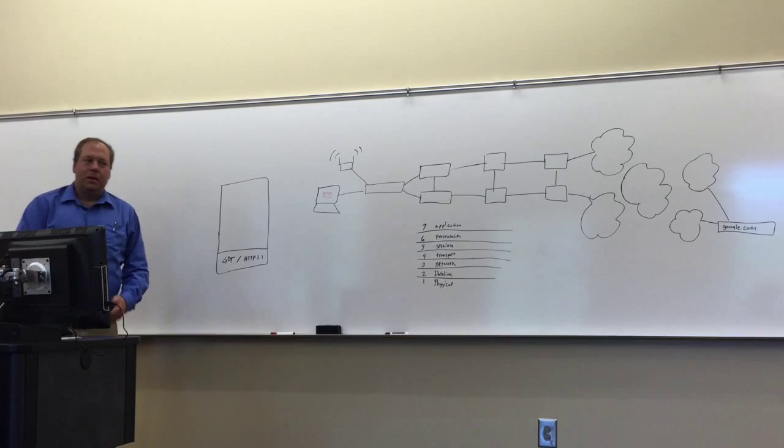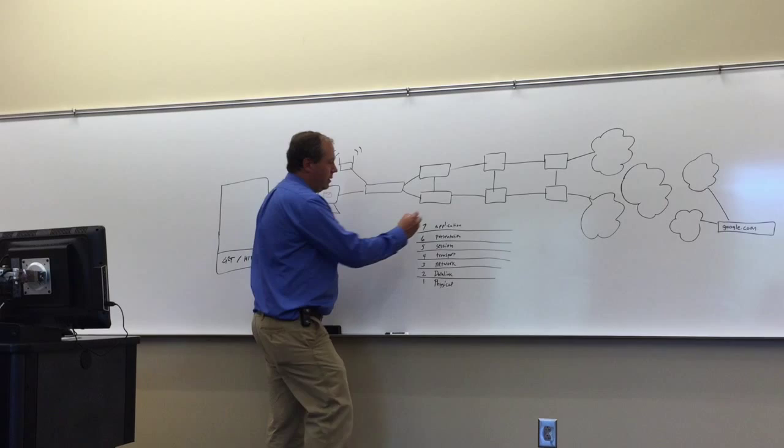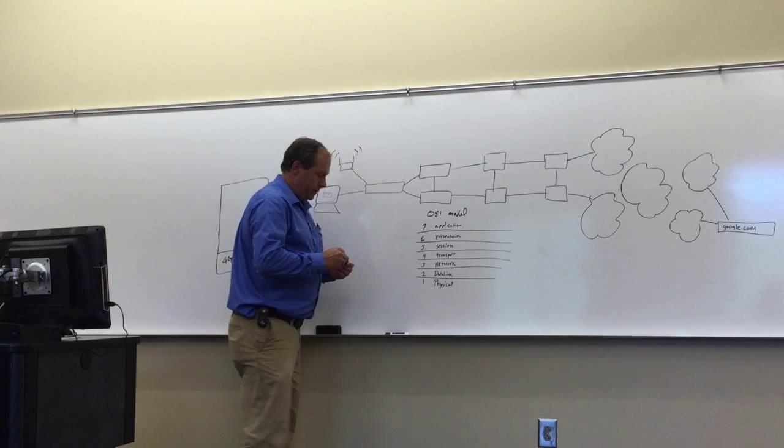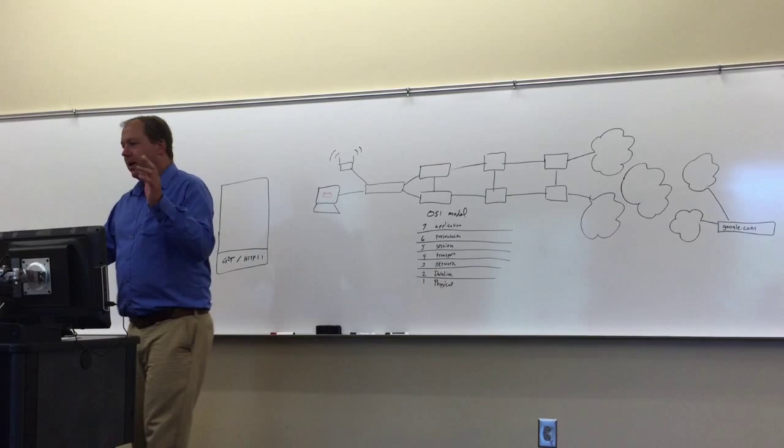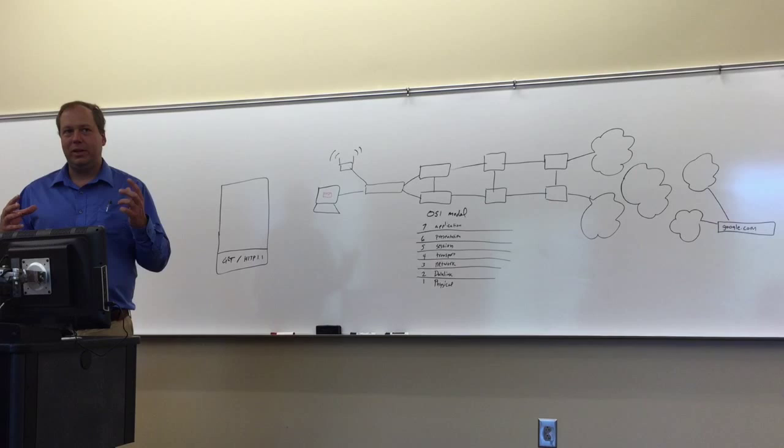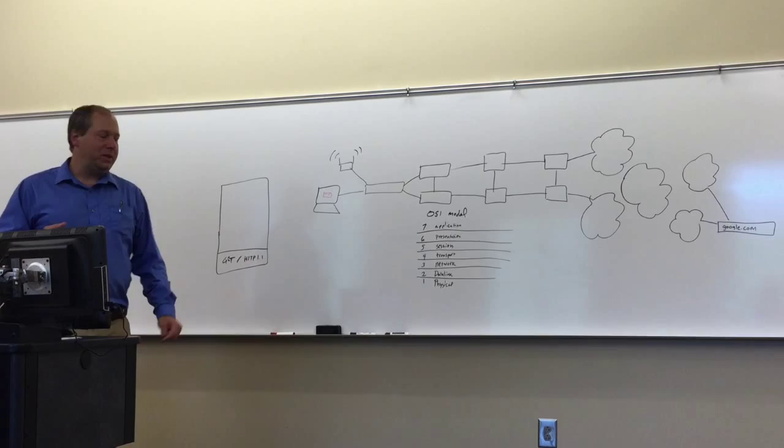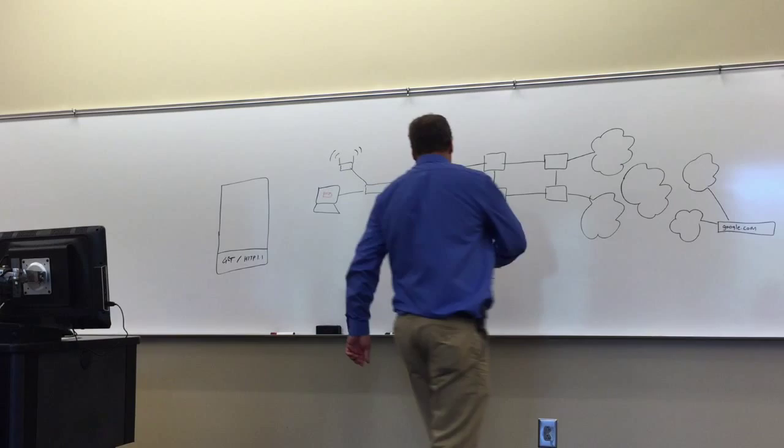This that I've drawn right here is called the OSI model. In the early days of networking, we kind of iterated around a lot about how we were going to send data across the network. Finally, we realized that we needed to have a common structure for how we would structure data that we sent across the network. So we have the OSI model. And the way this is laid out, there are seven layers here.